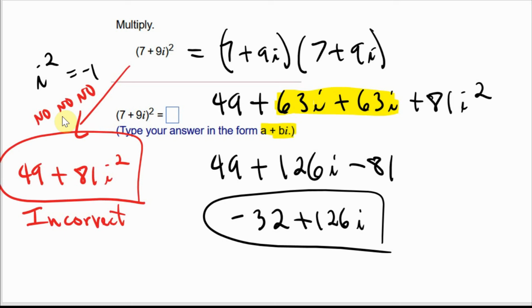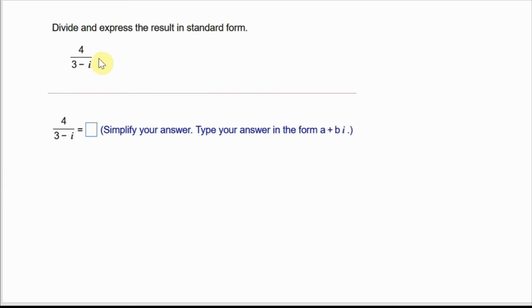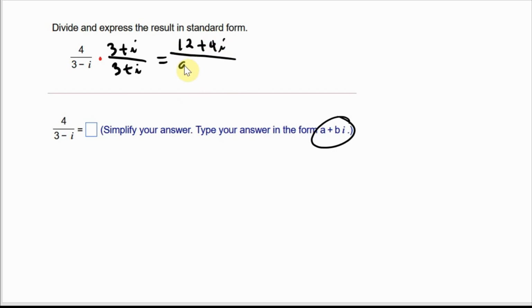So you want to make sure we do everything the right way. Here, you recall to divide and express the result in standard form, we need to get rid of the i downstairs. To do that, we multiply the top and the bottom by the conjugate of the denominator. So you distribute the 4 through the numerator. So this is 12 plus 4i, and then on the bottom, it gives you 9 plus 1, or just say 10.